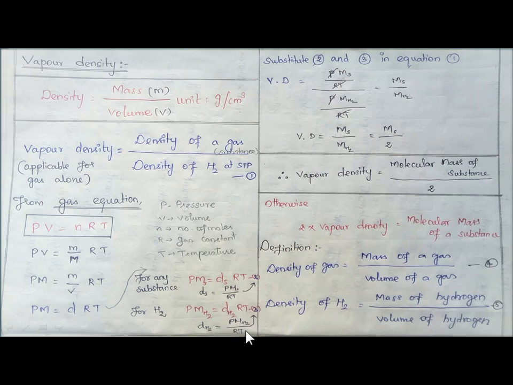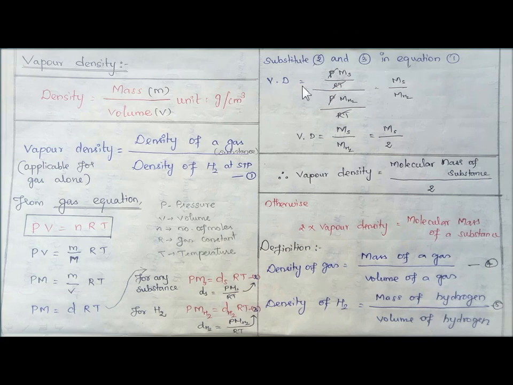So now to calculate the vapor density, we need to know the density of a gas divided by density of hydrogen. So that's what we have derived. Let us have this as equation number 1. The other equation, d_S is equal to PM_S by RT, is number 2. The second equation is the third equation. Now let us substitute 2 and 3 in equation number 1.